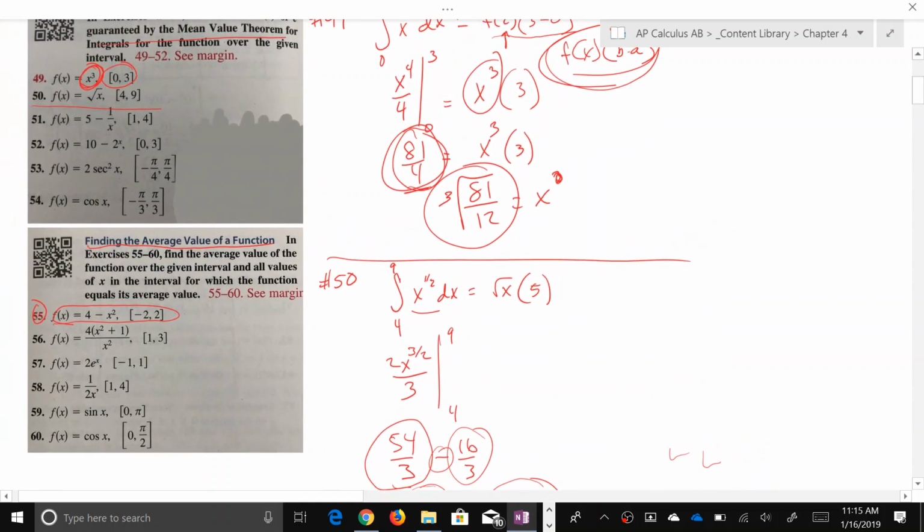All right. So what number do you want to see from last night's homework? Okay. I want to see 59.